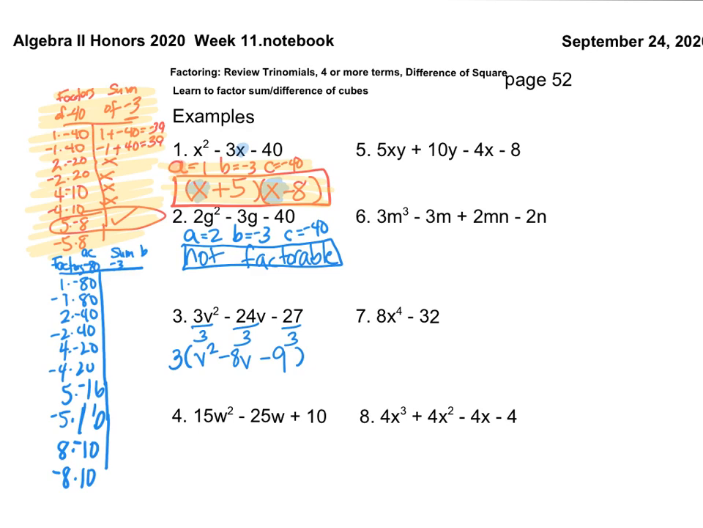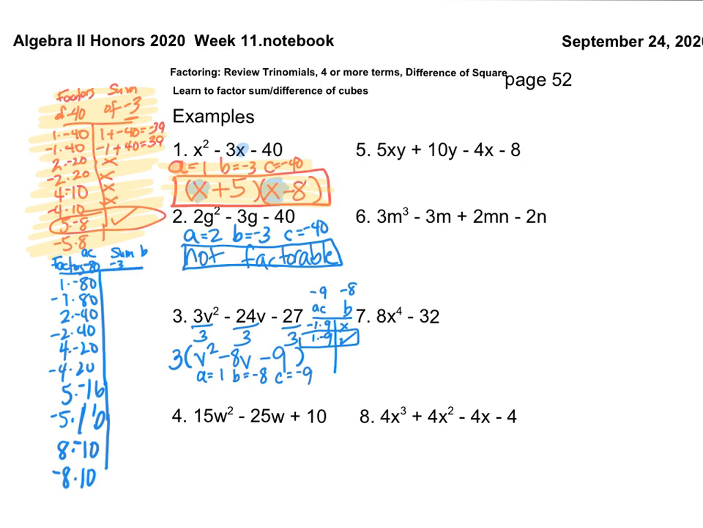And now I'm ready to name my a value, my b value, and my c value. A is 1, b is negative 8, and c is negative 9. So can I find factors of a times c that will give me a sum of b? A times c would be negative 9, b is negative 8. Factors of negative 9. Negative 1 times positive 9. If I add those together, I get positive 8. Positive 1 times negative 9. If I add those together, I get negative 8. So that is what works.